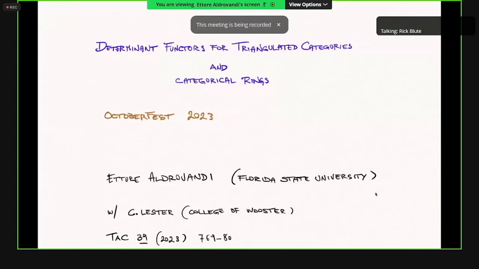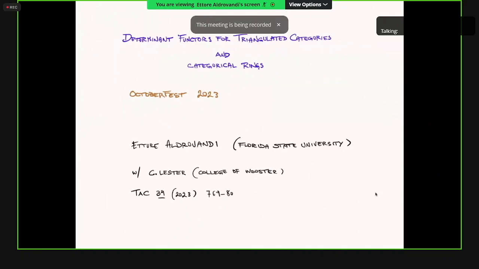Our next speaker is Ettore Aldrovandi from Florida State University, and I hope he appreciates I scheduled his talk in the morning so it would not conflict with the big football game versus Wake Forest this afternoon. Anyway, Ettore is a speaker, and his title is Determinant Functors for Triangulated Categories and Categorical Rings.